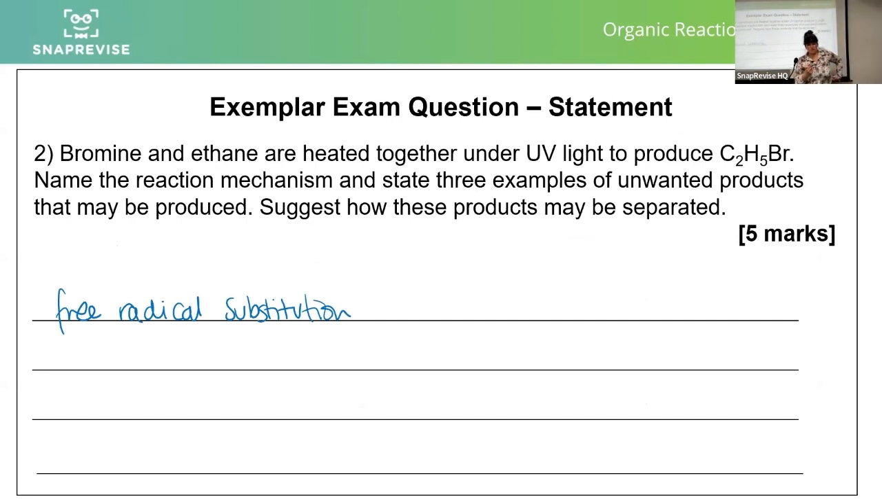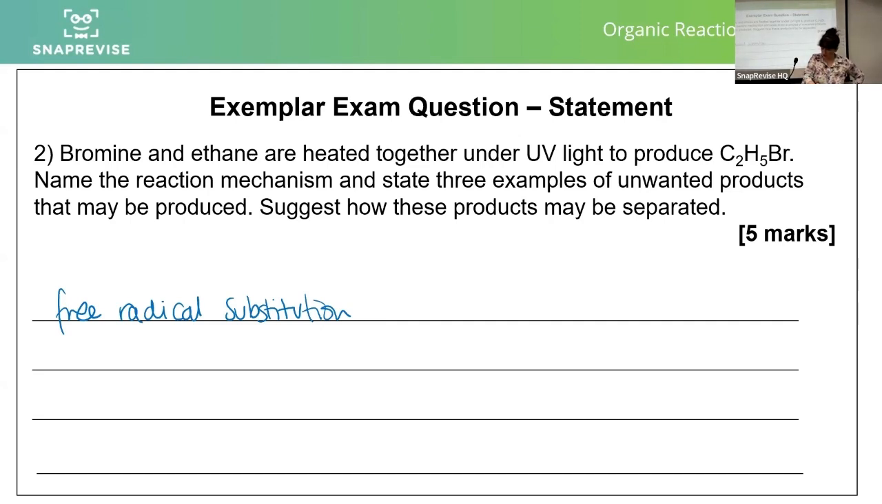Give 3 examples of unwanted products that might be produced. Well, I'm undergoing substitution from C2H6 to C2H5Br. So what else could happen? What other products could be produced? If they'd specified the termination step, that might have given me a little bit more guidance, because the termination step involves radicals. So that's what I'm going to use, because that is very easy for me to see side products. So what radicals are going to be present?